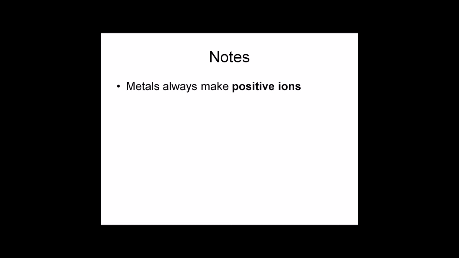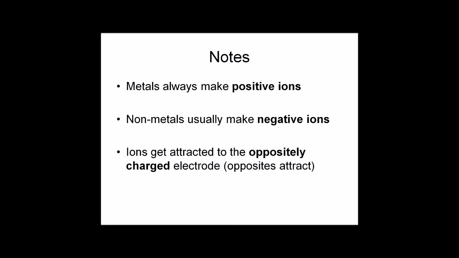Something to be aware of: metals always make positive ions for GCSE, and non-metals usually, or almost always, make negative ions. So this is what you'll always see in any example of a question. It might say in the GCSE question, what will be formed at the cathode? And you can go, okay, PANIC, positive anode, negative is cathode. So what's going to go to the negative one? It's going to be the thing that's positive, because opposites attract. Metals are positive, therefore it must be the metal. And that will help you out there. Last little bit, ions get attracted to the oppositely charged electrode, because opposites attract.